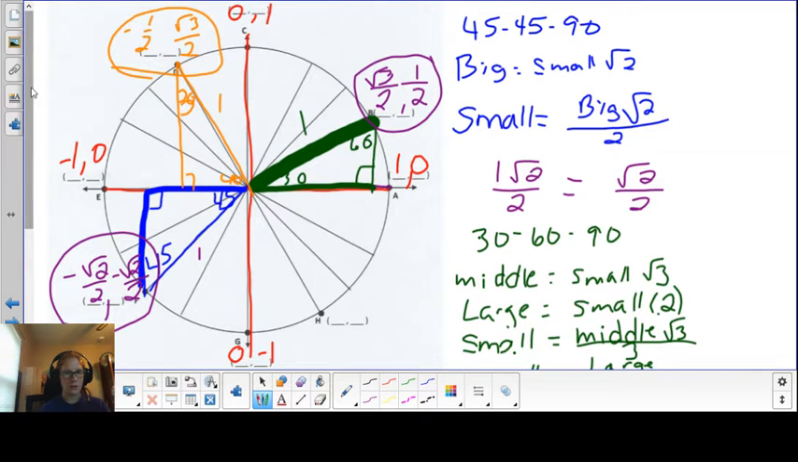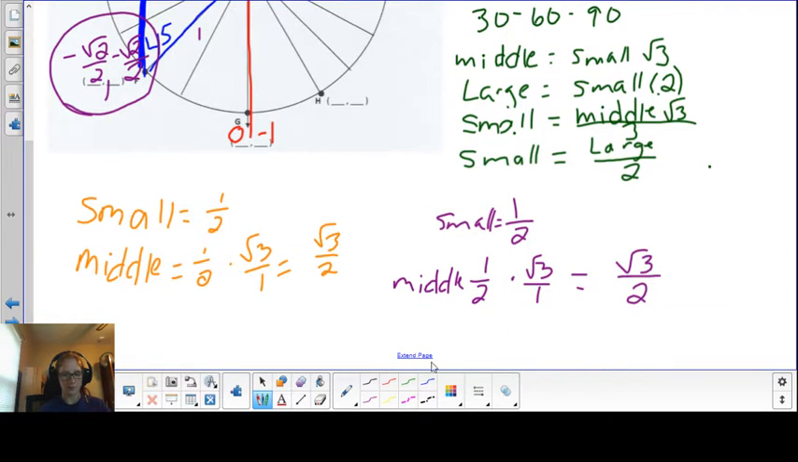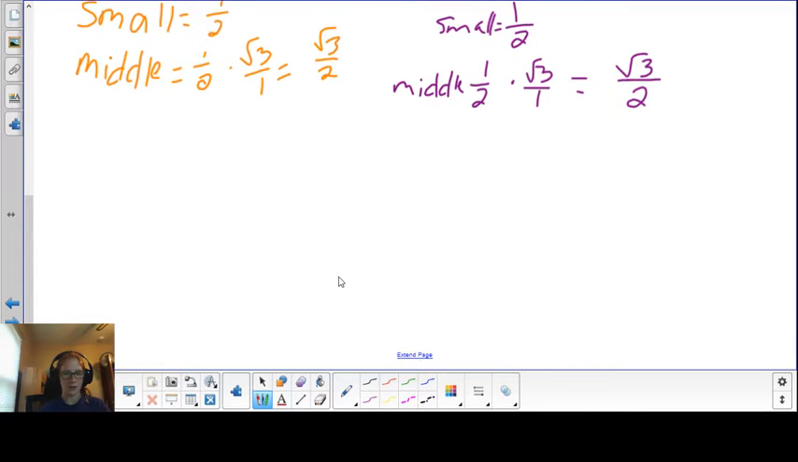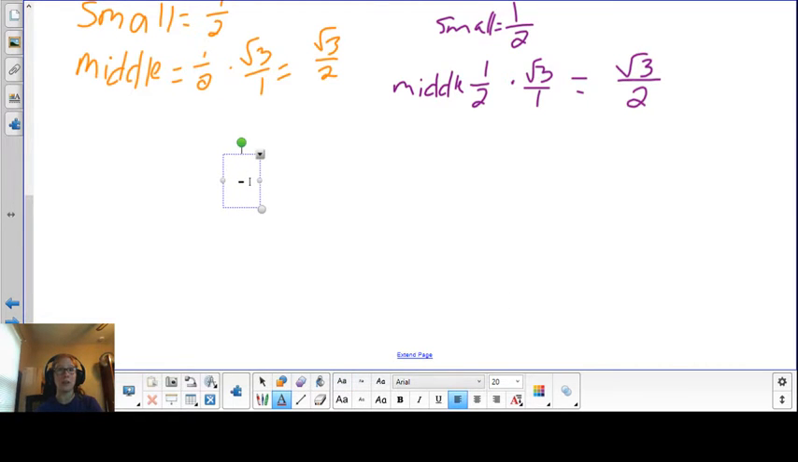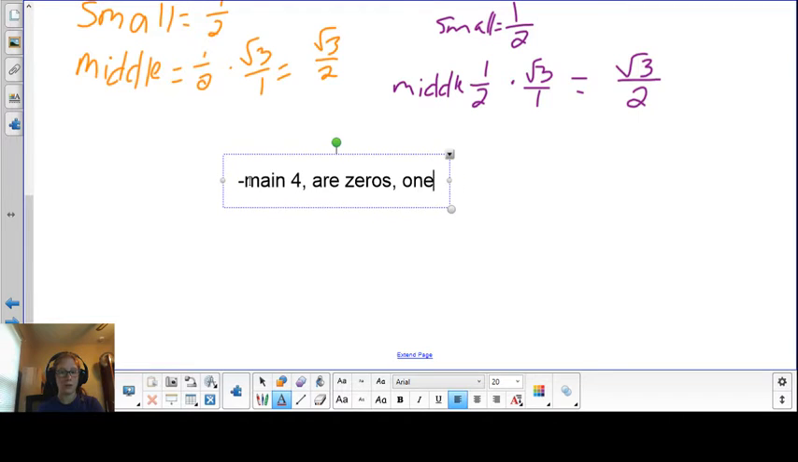So some neat things to talk about that I want to write down. And I know you have some room off to the side, so make a nice little lovely star. And I'm going to type this because it takes a really long time for me to write things with just my little finger. So bullet points that we talked about today. The main 4, my 90 degrees, are 0s, 1s, and negative 1s.